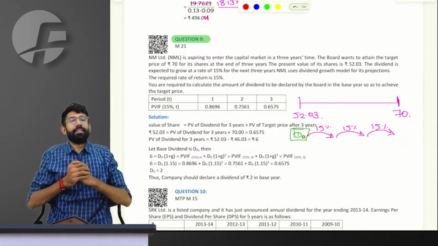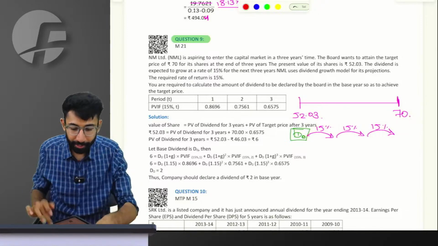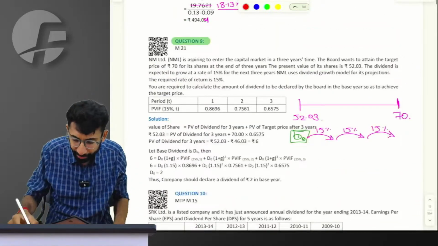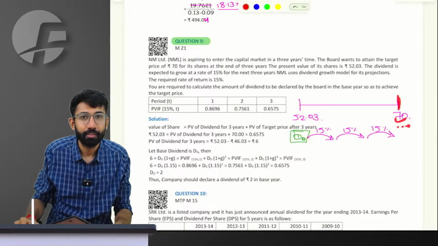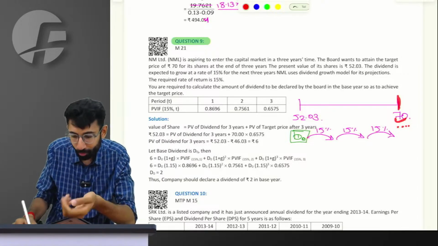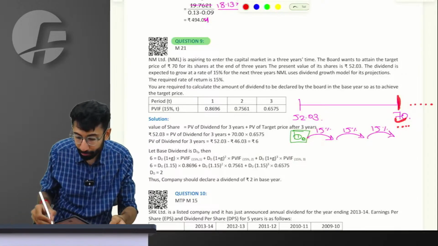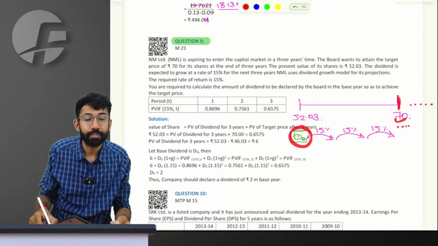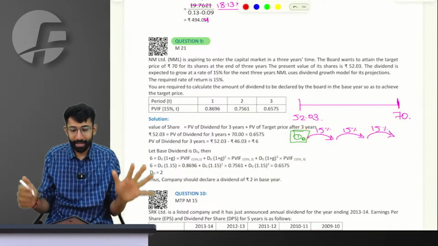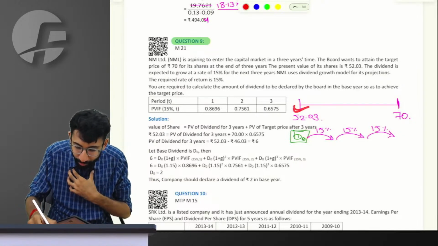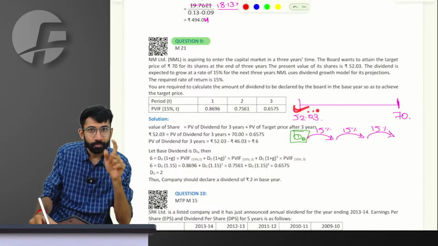So what is the problem with this question? Let me clearly tell you. If you read the language, you see that we want to maintain a target price of 70. But what we have to find out are not future dividends. What we have to find out are the past dividends. So in that case, you have to simply think of it as you have been given P0, right?